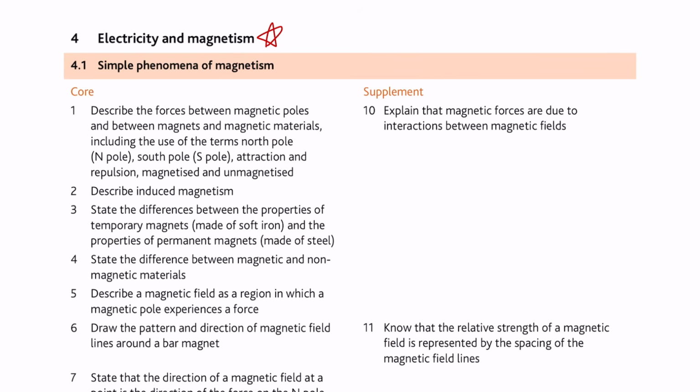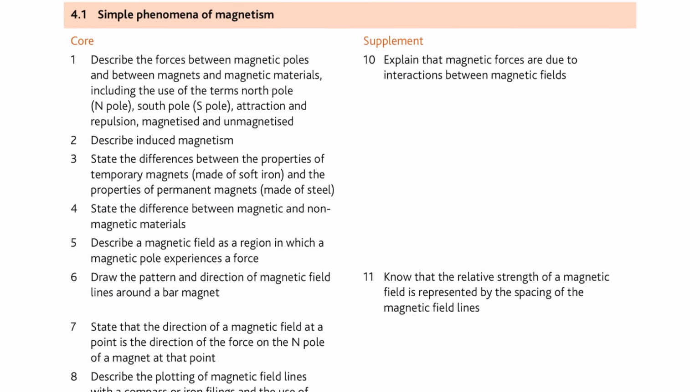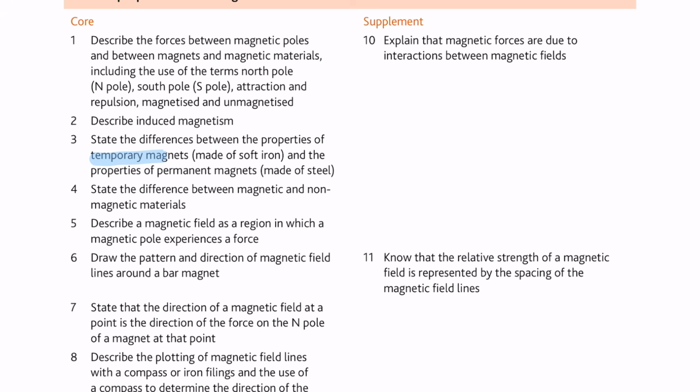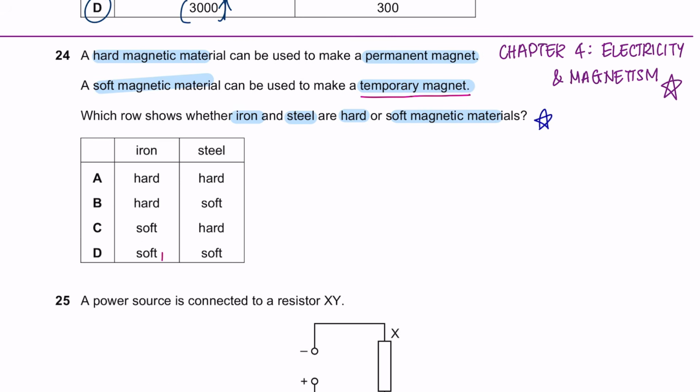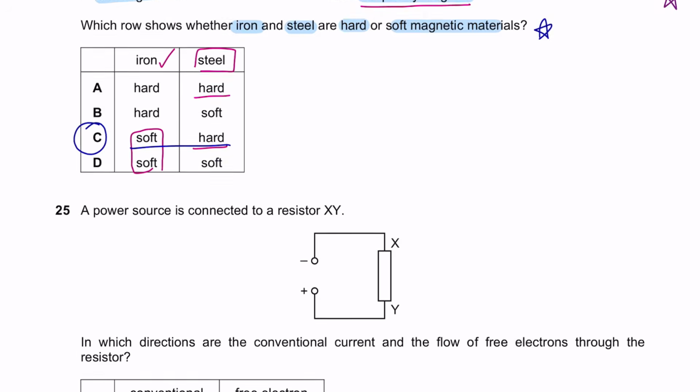Under your chapter for electricity and magnetism, you will see that it is mentioned here that temporary magnets are made of soft iron, whereas permanent magnets are made of steel. Your course specification can be really handy, so please make sure that you print it out and use it as a checklist while doing your revision. So temporary magnets are made of soft iron and permanent magnets are made of hard magnetic material, which is steel. So the answer here is C.